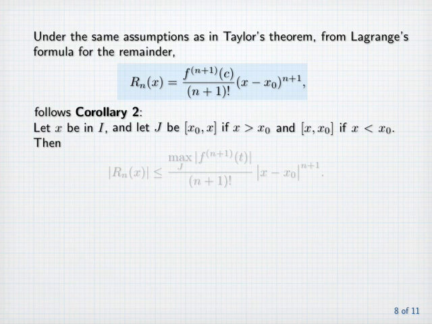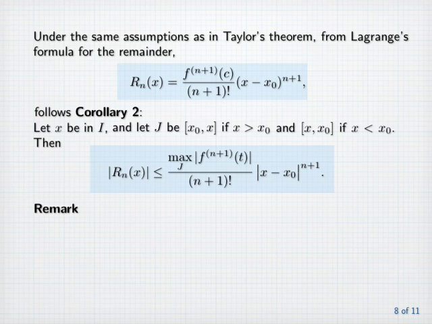Then, the absolute value of the remainder, r sub n of x, is less than or equal to the maximum value over the interval j of the absolute value of the n plus first derivative divided by n plus 1 factorial times the absolute value of x minus x naught to the n plus first power.